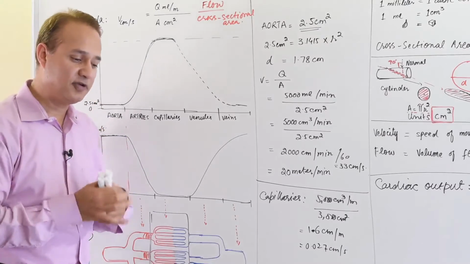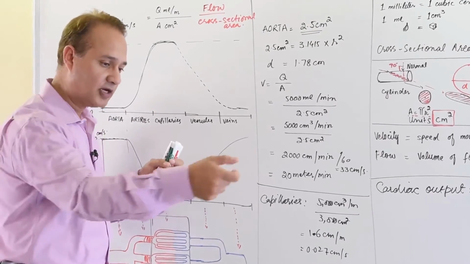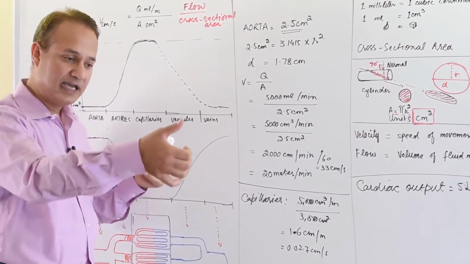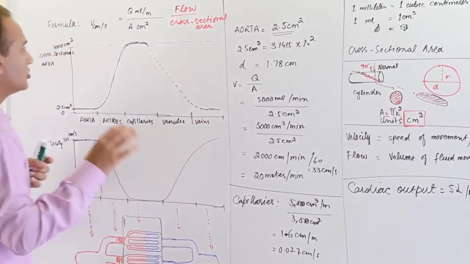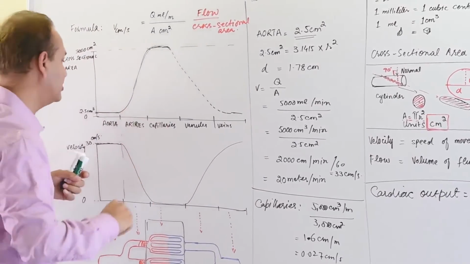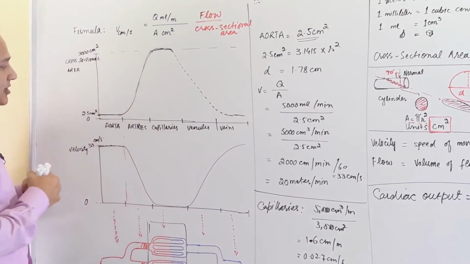You may have seen it. If you have a water hose and you're watering the plants, when you squeeze the mouth of the hose, the water comes out fast. So smaller diameter, faster velocity. Now look at this chart here.